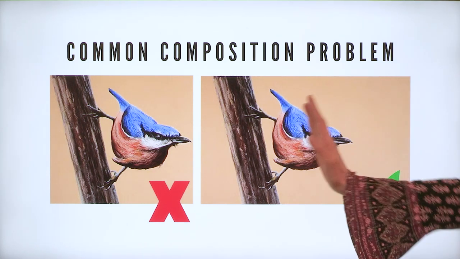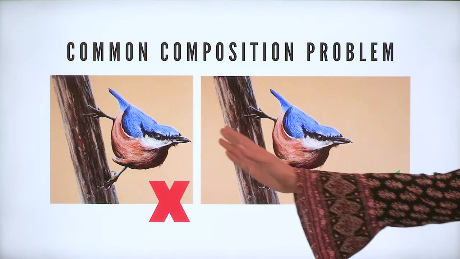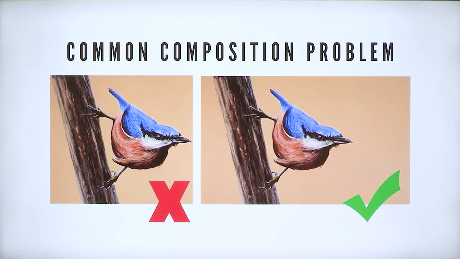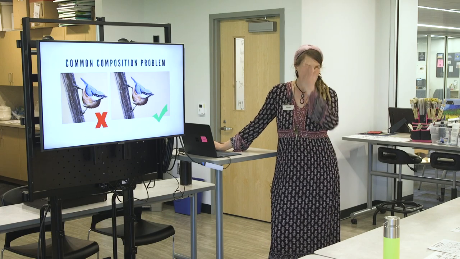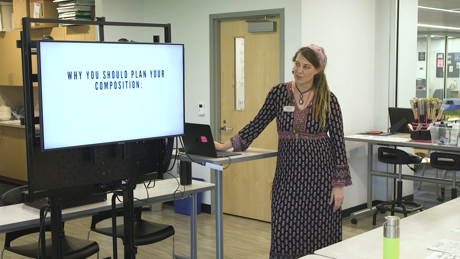Placing something right up against the edge of a painting is kind of related to the rule of thirds. It creates the feeling of being trapped. So unless you purposely want to create the feeling of the person or the creature being trapped, it's best to give them some room to maneuver. It's also just more interesting when you don't have the bird's nose squished up against the edge of the paper.